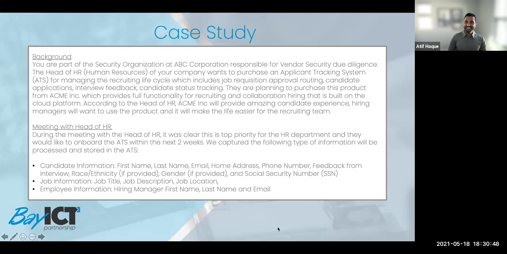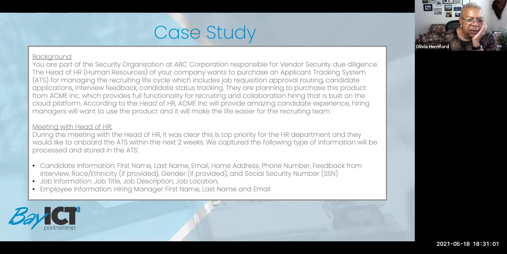So here's the case study. I think we'll just give folks probably 5 minutes. Is that okay, Olivia? Probably 5 to 7 minutes for folks to go through this and then go through a few questions. Yeah, let's take 5 minutes to review and think about it. Awesome.